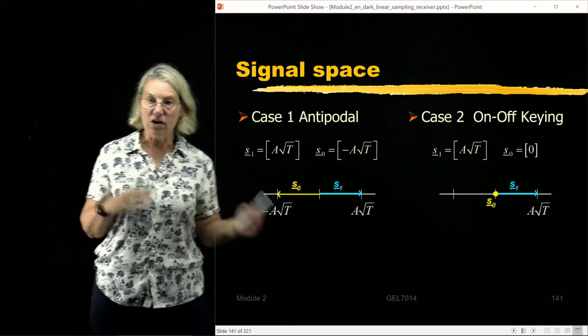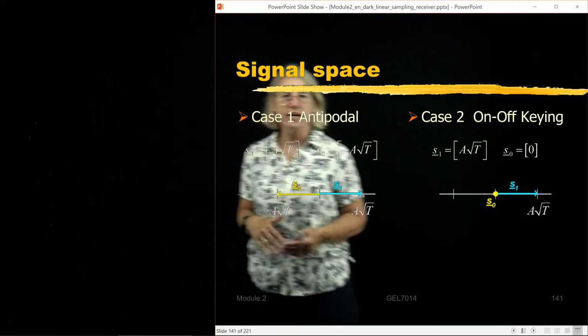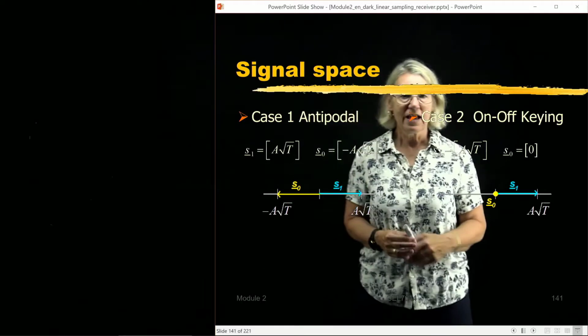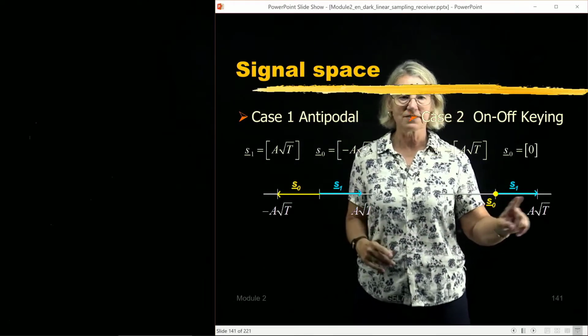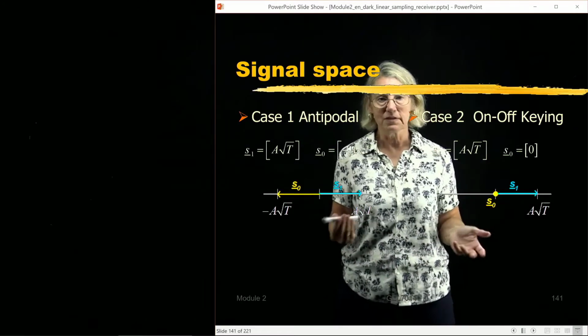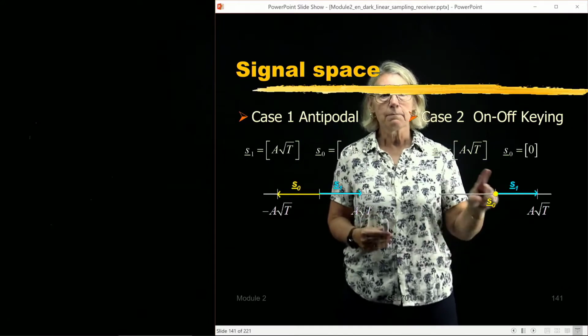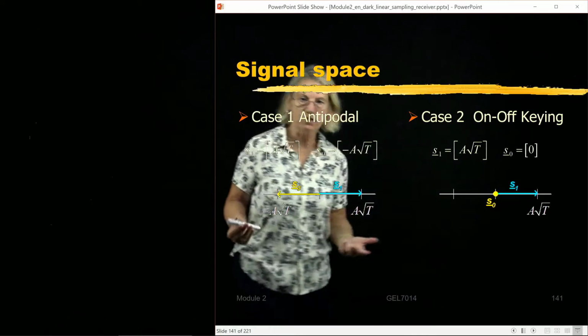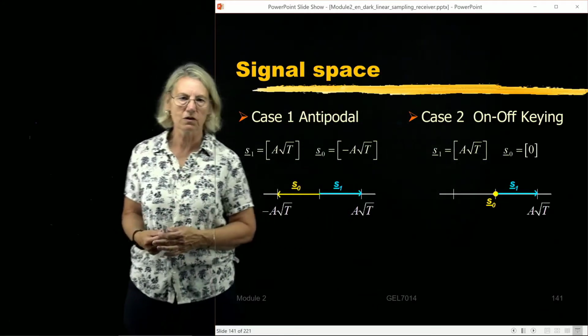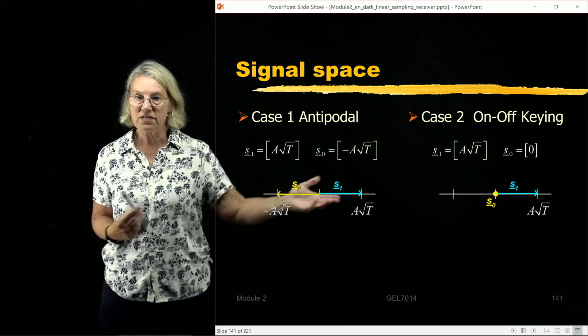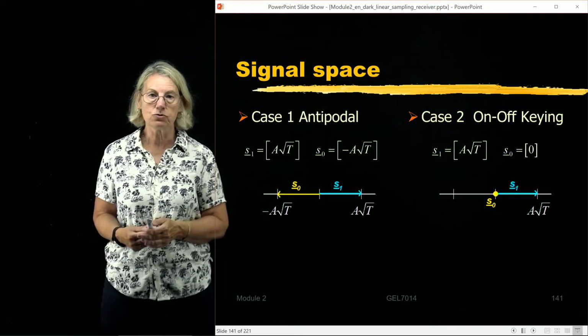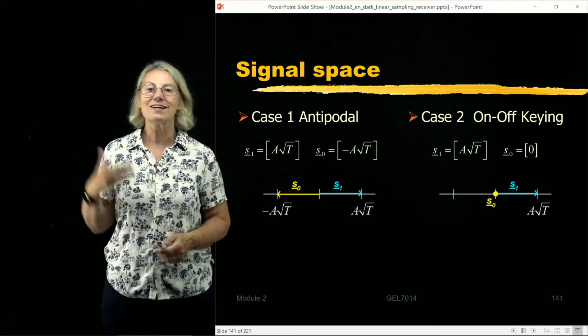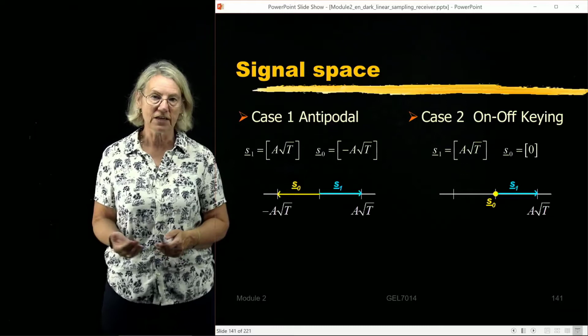Next, we could look at the on-off keying. What does that look like in signal space? Of course, S1 is the same. It's the same vector because it's the same symbol and the same basis. But S0 is just the origin, it's a point. So it's a vector of length 0. Now I have the signal space representation of these two different modulations. One's an antipodal modulation, one's an on-off keying modulation.